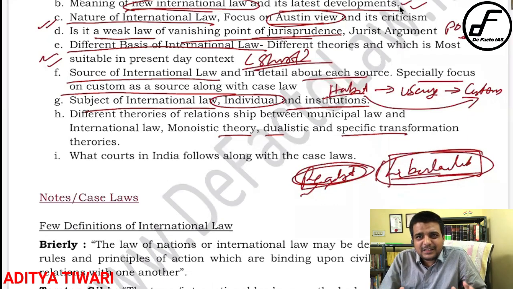Okay, is this point understood? Okay. So that is the meaning of the specific transformation theory. Understood that particular point? Okay. Yes, Akanksha is saying municipal law means a country's own law.